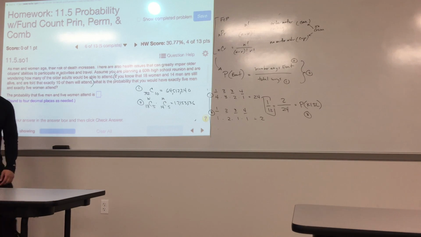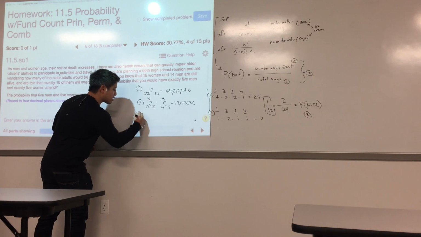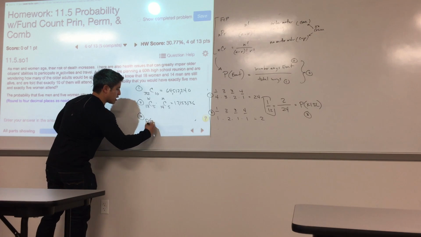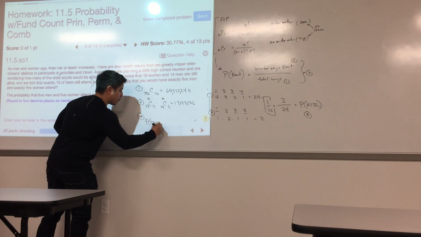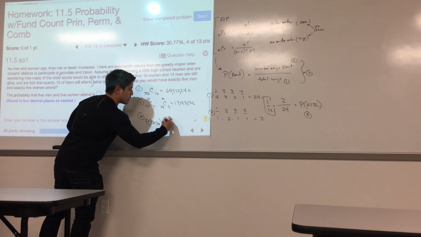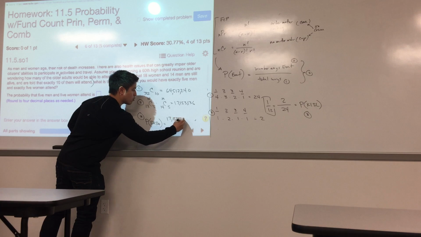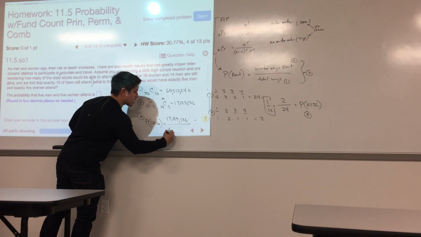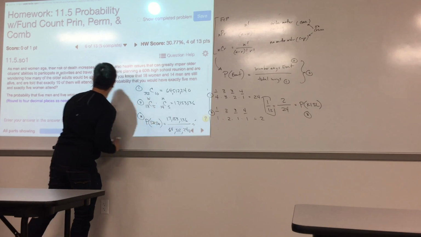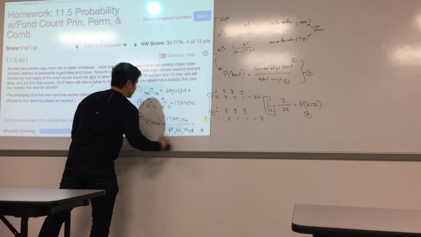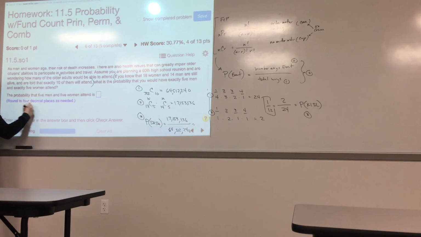Okay, excellent. 17,153,136, is that correct? Okay, so now we can answer the probability of selecting 5 men and 5 women for this event. That's going to be 17,153,136 out of 64,512,240. And the nice thing about this problem, we don't have to reduce it. It asks for 4 decimal places. So you don't have to reduce that fraction, just straight up divide it. Somebody give me an answer for that.